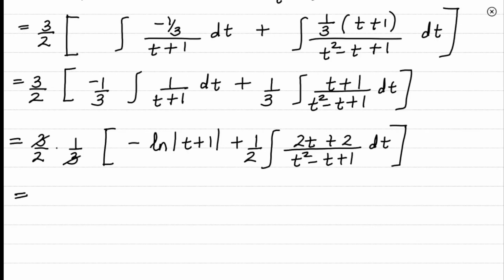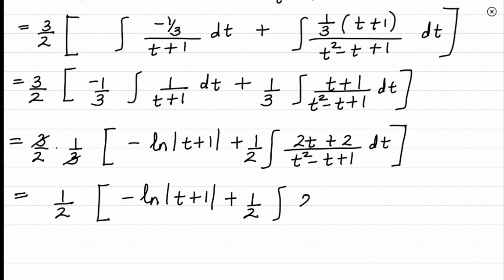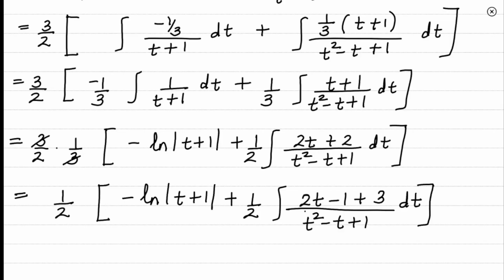This 3 and this 3 will get cancelled. So you have 1 by 2 minus ln mod t plus 1 plus 1 by 2 integral of 2t. Remember, I'm writing that plus 2 as minus 1 plus 3. Why am I writing it? Because I know the differentiation is going to generate here minus 1. So 2t minus 1 is the differentiation. Since I need that minus 1, the only way I can get it is to write that plus 2 as minus 1 plus 3, divided by t square minus t plus 1 with respect to t. I hope that made sense to you.